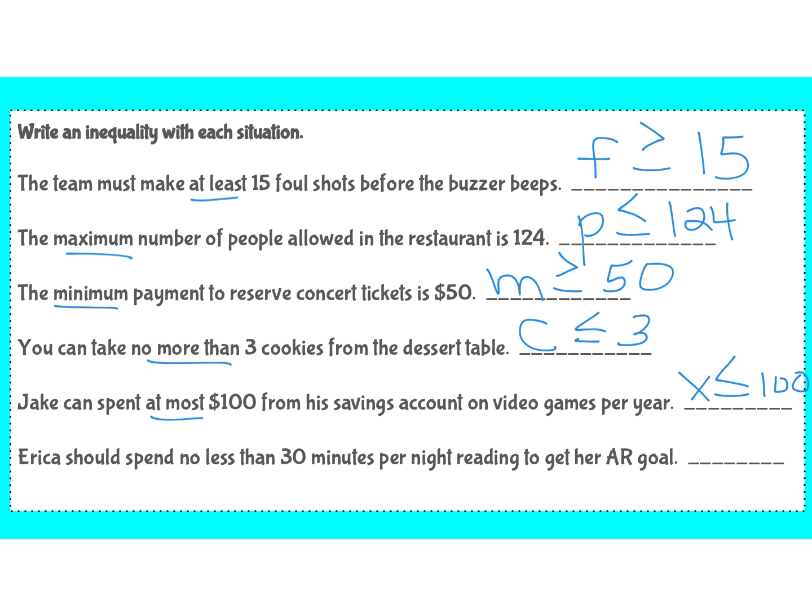And then lastly, Erica should spend no less than 30 minutes per night reading to get her AR goal. Okay, so her time compared to 30 is no less than. So no less means more than, okay? So more than 30 minutes. And then the question, could it be equal to 30 minutes? And yes, it could, okay? Because the teacher said no less than 30, just meaning you couldn't do 29, but you could do 30. So we're going to throw the equal to symbol in there, okay?